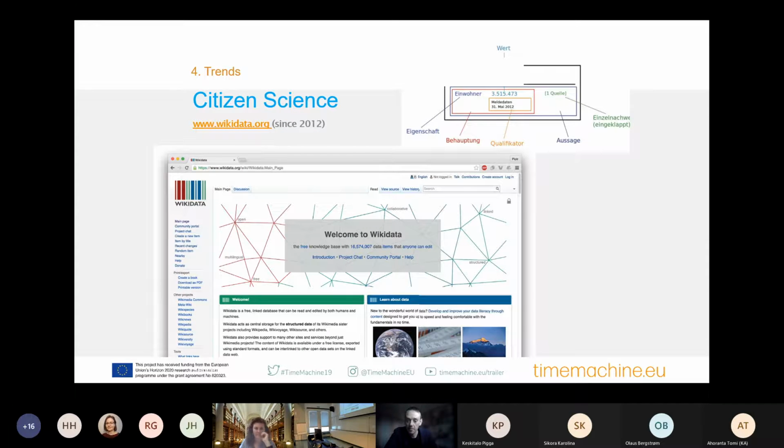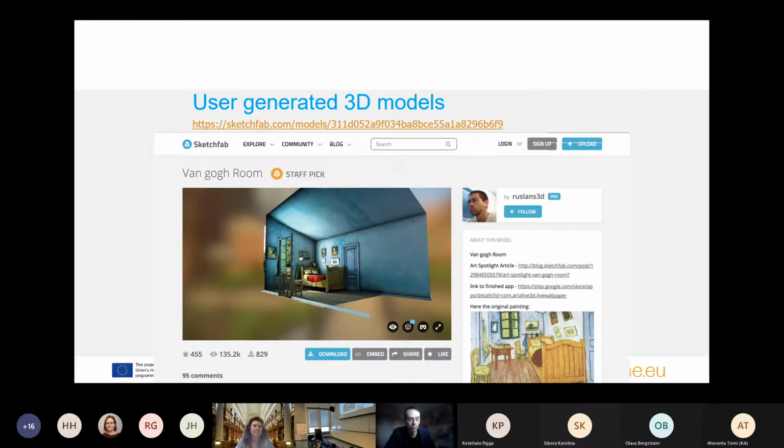Citizen science is another big strand. So I think Wikidata has been already mentioned several times today. And of course, crowd collections, but also, I would say, approaches of crowd research are a big point also related to 3D.